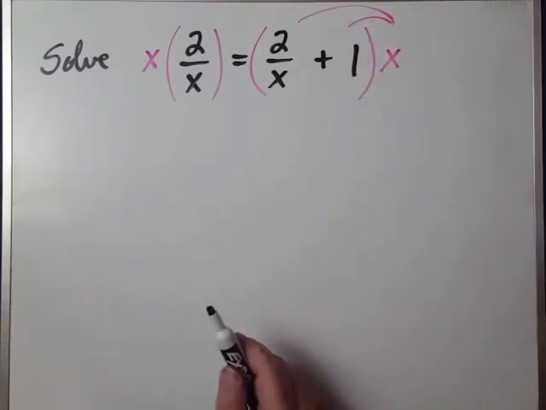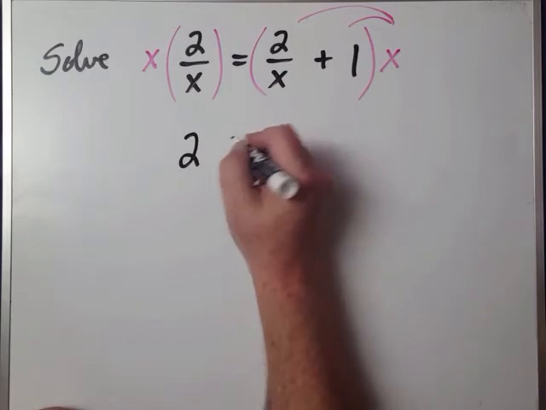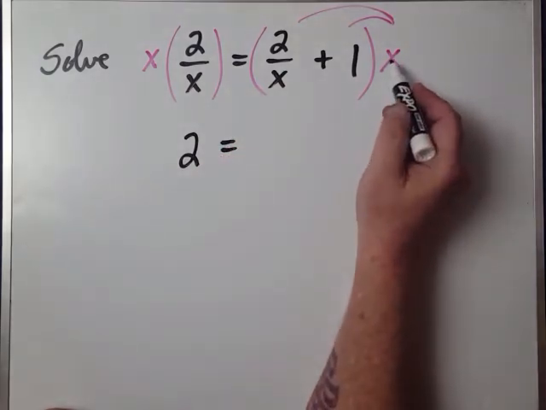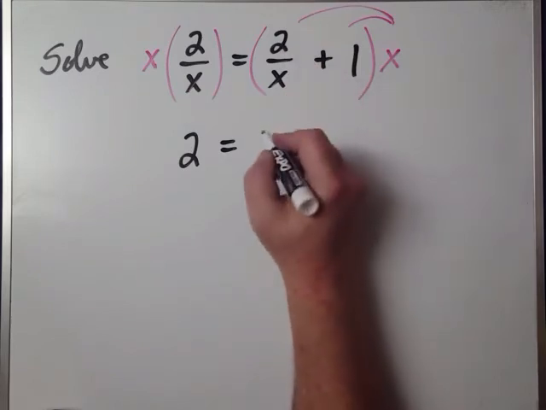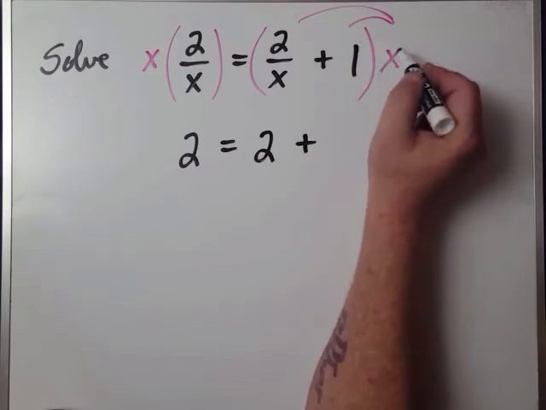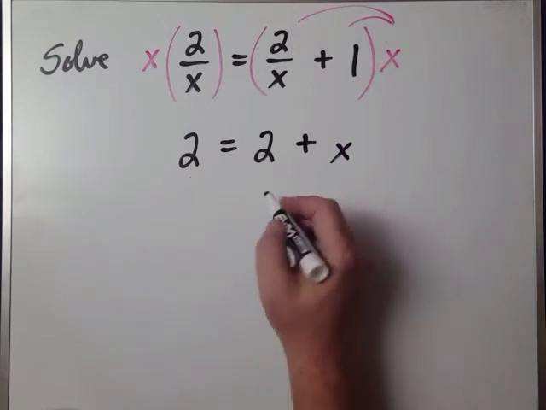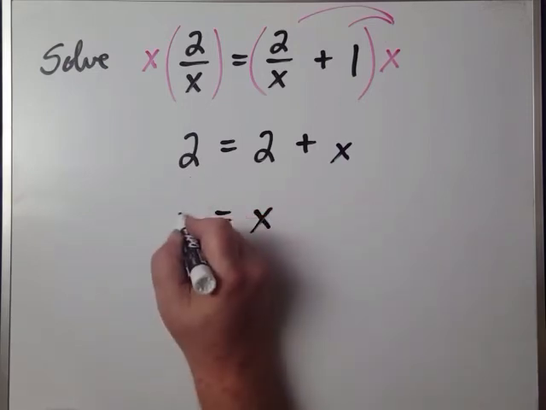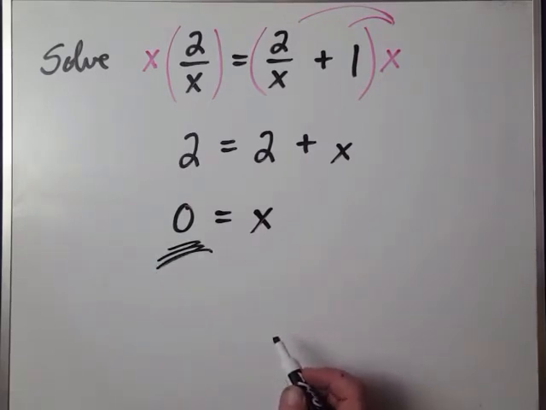So, on the left-hand side, what happens? The x's cancel to leave just 2. As I distribute the x on the right-hand side, to this first term, the x's cancel. What survives? Just that 2. And plus, as I distribute to this last term, x times 1 is just x. Now let me subtract 2 from both sides. And this time, instead of no solution, I get a solution of x equals 0.